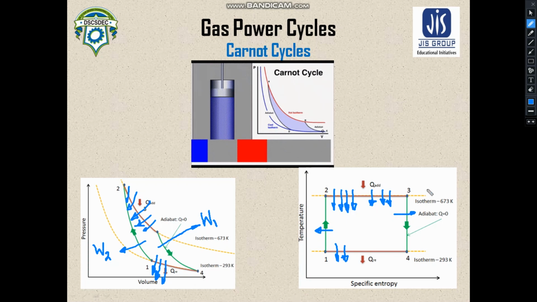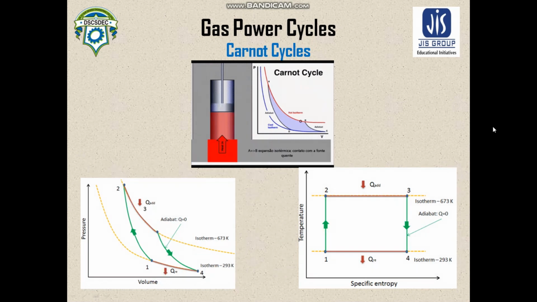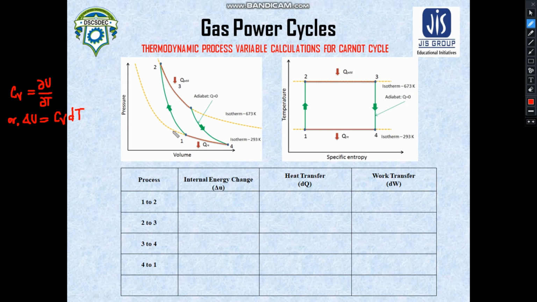So if we are able to calculate the heat transfer and the work transfers involved in this process, then we would be simply able to calculate the efficiency of a Carnot cycle. Okay, so to start our discussion to find the efficiency of Carnot cycle, let us do a simple mathematics, and we'll create a tabular form where we will write down all the details about the thermodynamic process variables which are changing depending on the processes. Okay, so let us see how it can be done. Okay, so as we have already mentioned, this is the heat addition process over here.